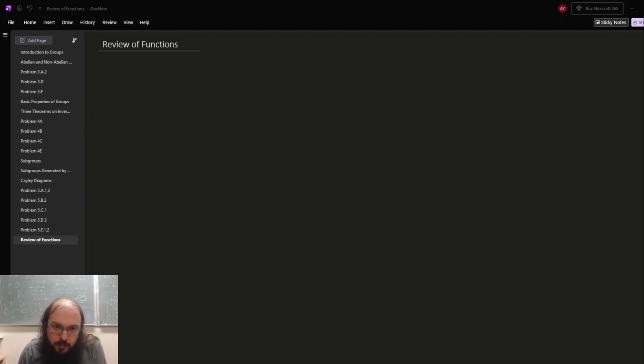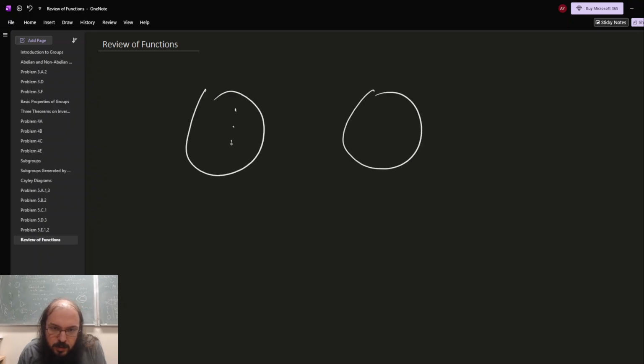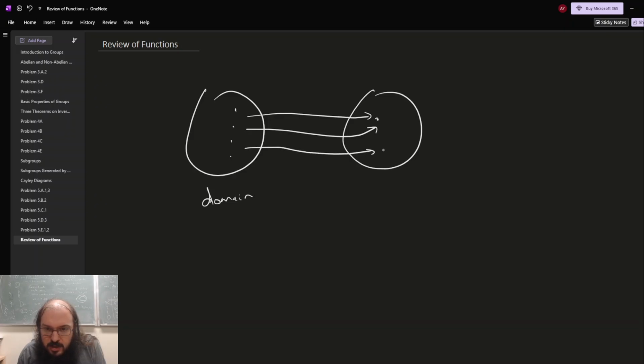So for us, a function, we have two kind of blobby shapes, and the blobby on the left represents the domain. And a function is an assignment of inputs to outputs. The outputs are called the codomain. The collection of values that are actually achieved is called the range.